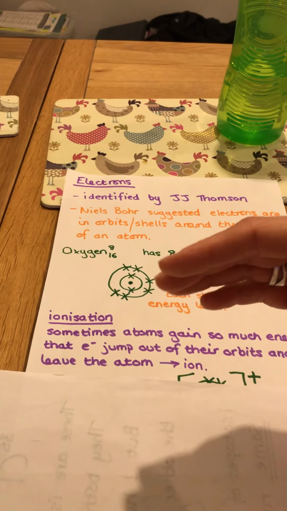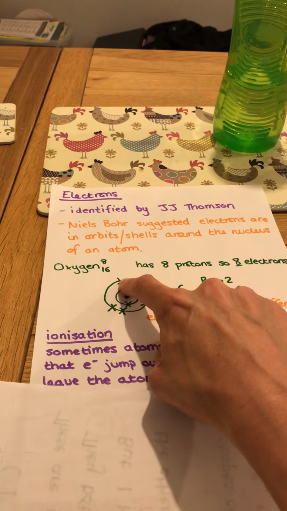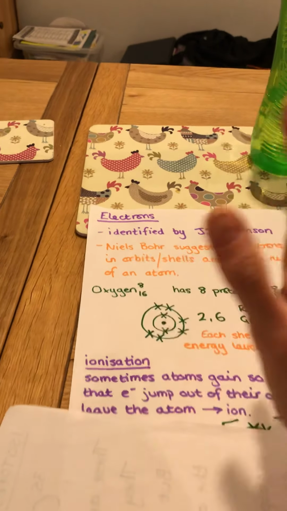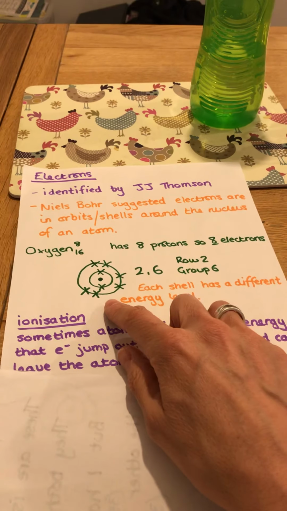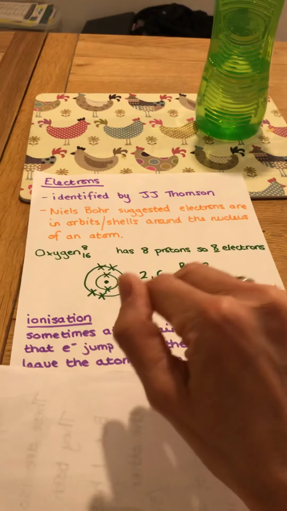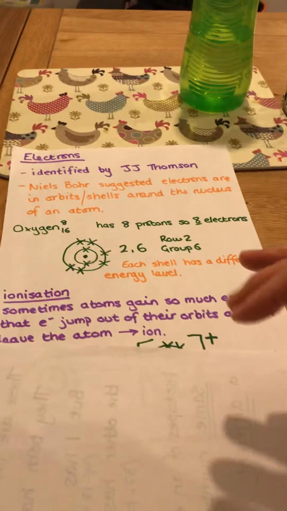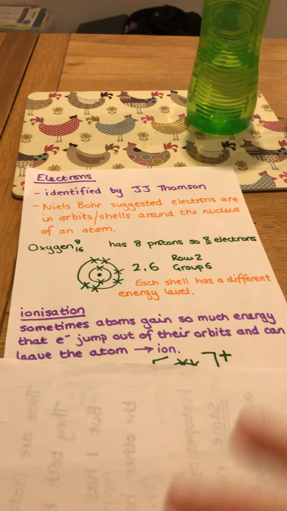Now, if they just jump up to the next orbit and then drop back down, they would give off some energy, and often they give this energy off as light. Okay, but sometimes they gain so much energy that they might jump out of the atom entirely. And when they jump out of the atom entirely, they become charged.